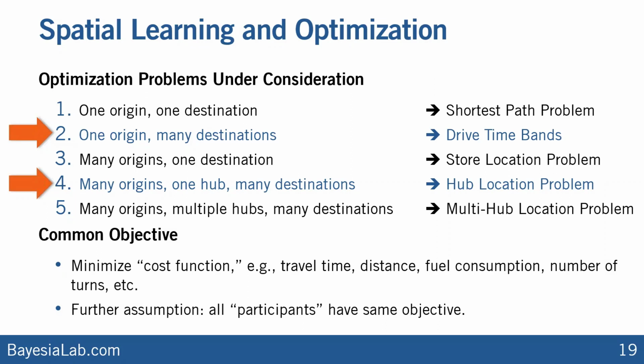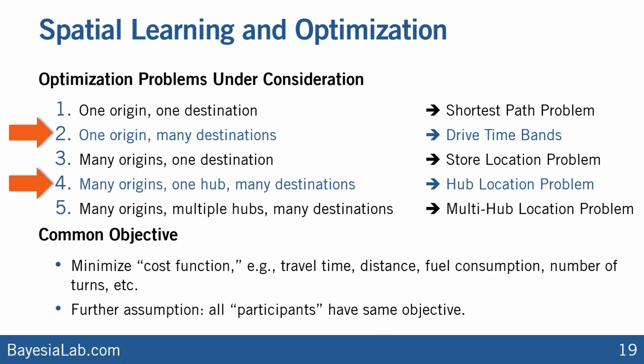The second type of question is about how far I could go in a given amount of time or with a certain amount of fuel. So this would be about creating bands of drive time around a possible origin. Basically, one origin, many destinations. We will do that and show how we can do that with Bayesian networks.